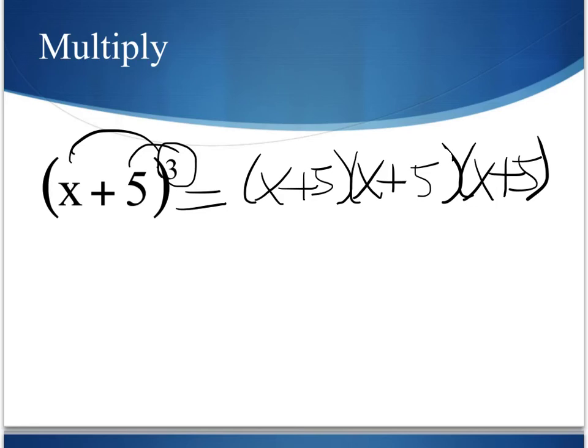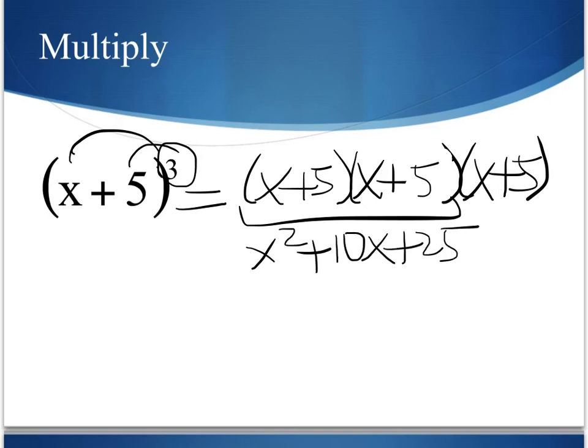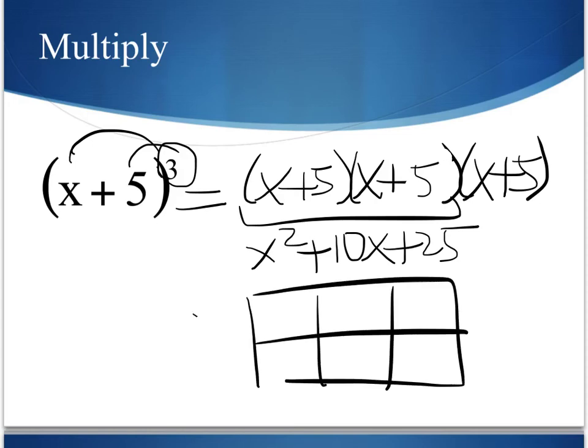And as you can see, when we FOIL this out, we're not going to get just x cubed plus 5 cubed. And we're in Algebra 2 now. Our life is never that simple anymore. So we need to FOIL this out first, and we get x squared plus 10x plus 25. And you can FOIL it out and get the middle part if you wish. And then we can multiply it again with x plus 5.